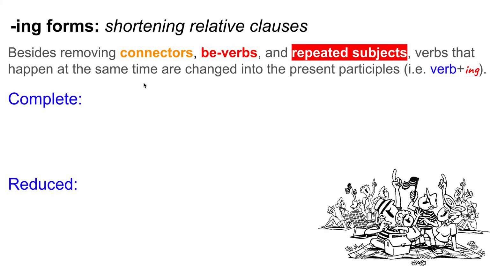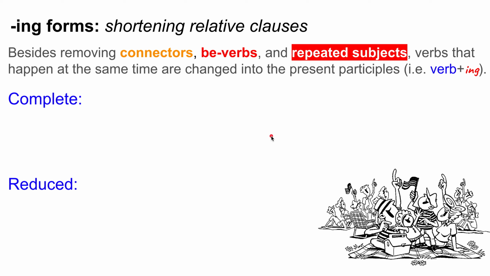Let's look at another example. Besides removing connectors, be verbs, and repeated subjects, verbs that happen at the same time can be changed into the present participle. What does that mean? It means verb ing. Let's look at this picture. We have families. They're having a picnic. They're pointing at the sky because there's fireworks. And they are waving flags. So we have three actions occurring at the same time.